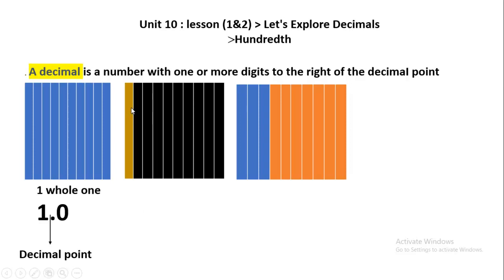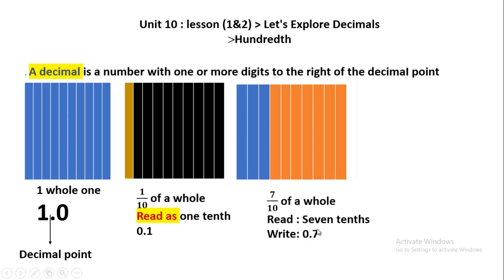If I want to represent this colored bar by a decimal, how can I represent it? I have 10 equal parts, and this colored part is 1. So I have 1/10 of a whole, read as one tenth, and I write it in decimal as 0.1. If I have 7 colored bars from 10 equal bars, I have the fraction 7/10, read as seven tenths, written 0.7.